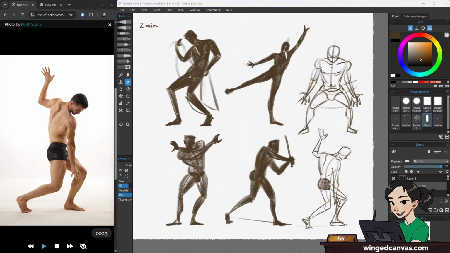If you're drawing traditionally, you can use vine charcoal, because vine charcoal is super, super helpful, because you can just erase it by running your hand across it, and then it's erased. So vine charcoal is great.